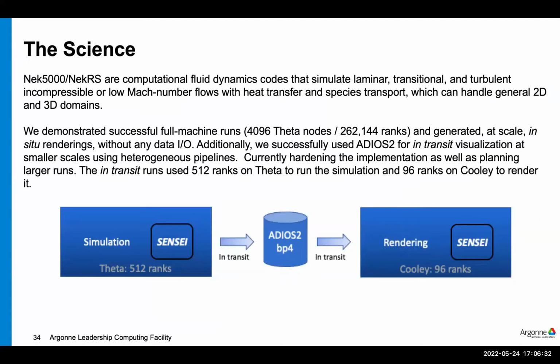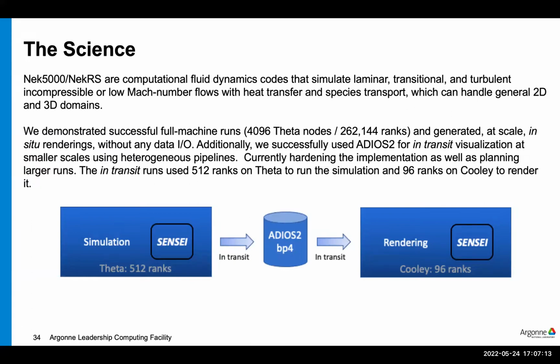And we used Sensei to evaluate and see what we could do with it, whether it scales or not for NEC 5000 and NEC-RS. Samuel has already talked about NEC 5000. The video Joe showed was simulated using NEC 5000. It's a computational fluid dynamics code that simulates laminar, transitional, and turbulent, incompressible, or low Mach number flows. And NEC-RS is the next generation of NEC 5000 that can also use GPUs, basically.